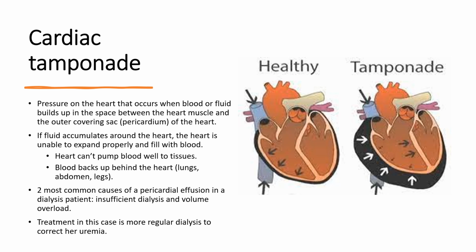Additionally, blood backs up behind the heart in the usual places, so lungs, abdomen, and legs. The two most common causes of a pericardial effusion in a dialysis patient are insufficient dialysis, so poor clearance, and volume overload. And oftentimes, both of these are present in patients who frequently miss treatment. Treatment in this case is more regular dialysis to correct his uremia.